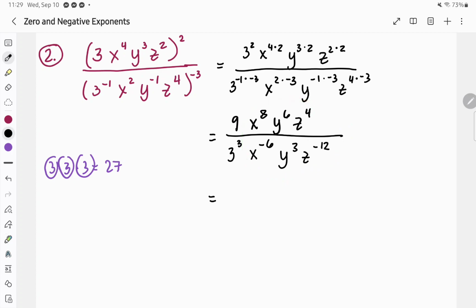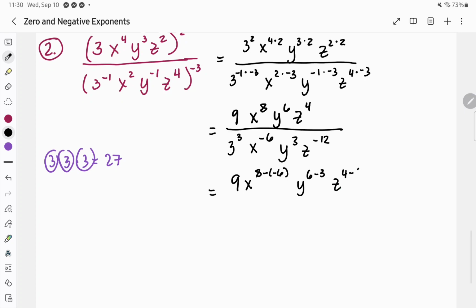Iangat natin sila lahat. So, that will be 9, x raised to, gamit yung quotient rule, angat natin ito. This will be negative 6 and positive 8. That will be 8 minus negative 6. Tandaan, kapag quotient rule, yung same base, mina-minus natin yung exponent. Then, ito naman, same base din ito, di ba? So, y raised to 6 saka y raised to 3. That will be y raised to 6 minus 3. Then, z raised to 4 and z raised to negative 12. That will be z raised to 4 minus negative 12.